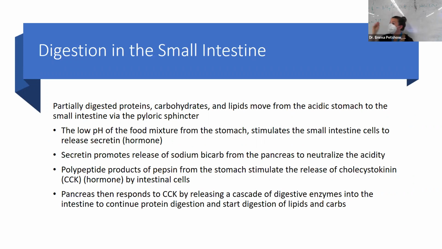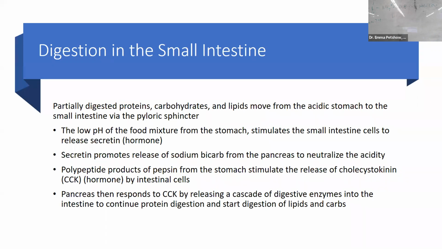Once we're in the small intestine with proteins, we're talking about protein digestion. Partially digested proteins, carbs, and lipids are going to move from that acidic stomach into the small intestine via the pyloric sphincter. When that happens, some acidic contents do enter the small intestine, and that's going to trigger, we'll see, some of the release of our digestive cascade later on. Because typically the small intestine is more alkaline, more back to our normal physiologic pH, right? Closer to 7.4, our small intestine.